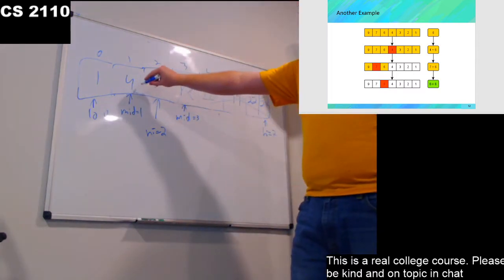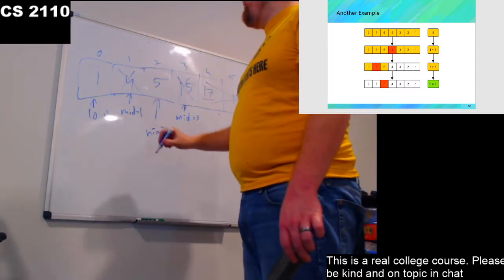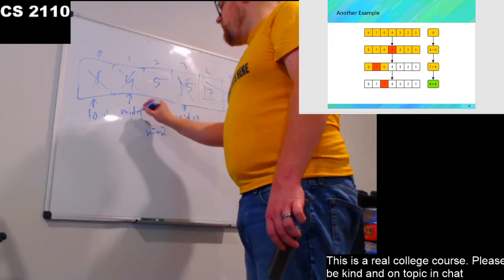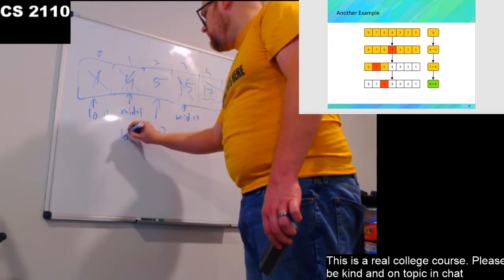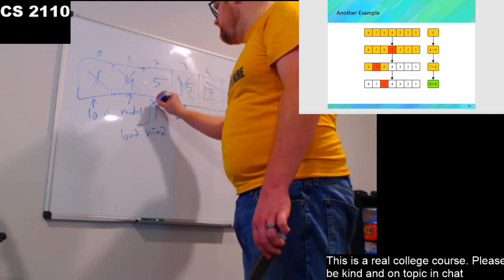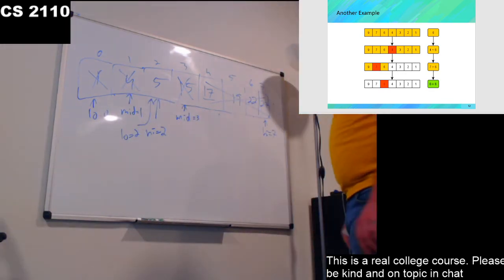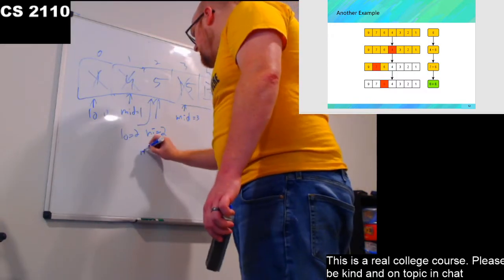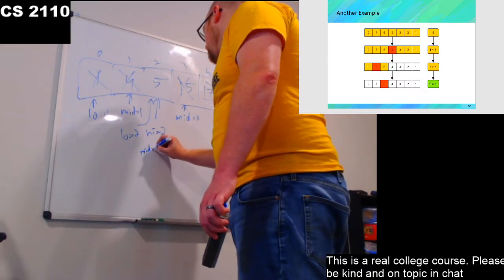Well, that's not 8. 8 is greater than this, so I cross out that and this. Then I make low equal to mid plus 1. Low equals 2. Now I keep repeating this. I find the mid. Mid equals 2.